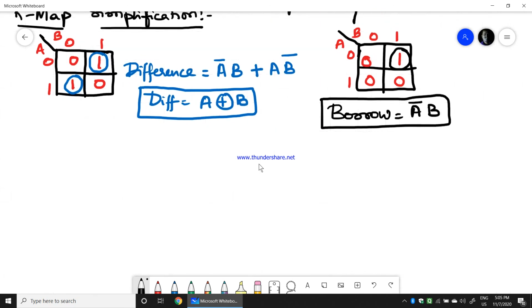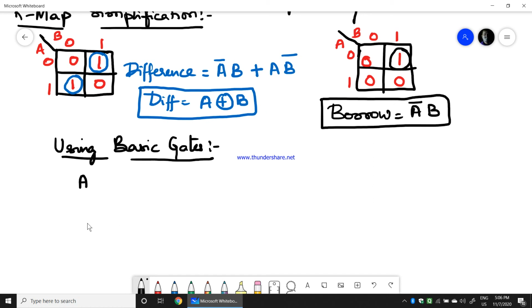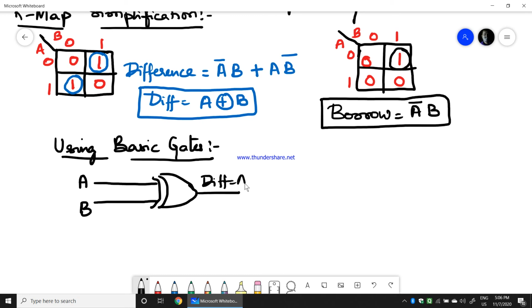Now my job is to design these expressions using basic gates. So first we'll do using basic gates. So we know that difference is A XOR B. Therefore we'll have two inputs here, A and B. So I'll use an XOR gate to get the difference, which is difference equals A XOR B.